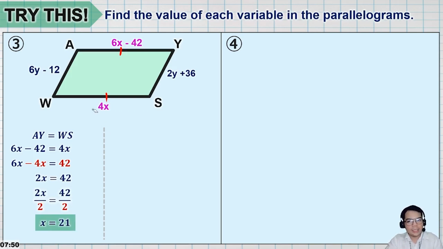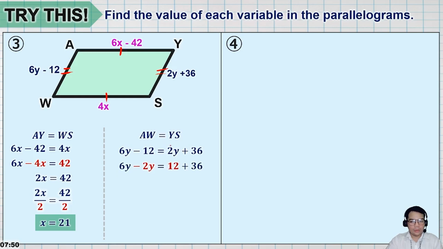And applying the same property, we can also say that this line segment AW has the same measurement with line segment YS. So we can say that 6y minus 12 is equal to 2y plus 36. Ayan. So the same, we can solve for the value of y. Lipat natin yung 2y sa kabila, magiging negative 2y. And then ito namang negative 12 sa kanan, magiging plus 12 or positive 12 na ngayon siya.